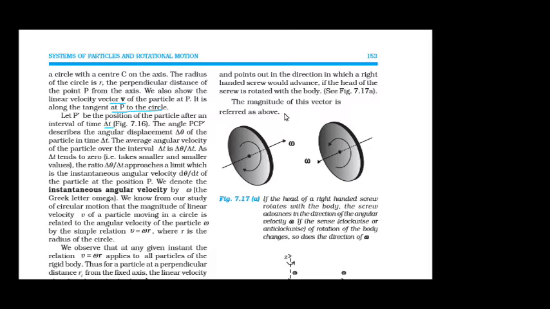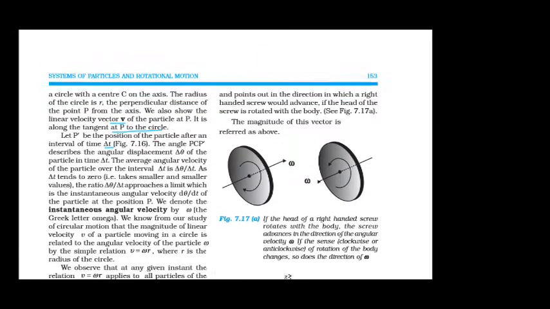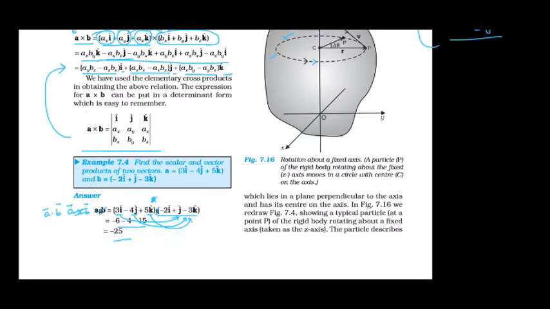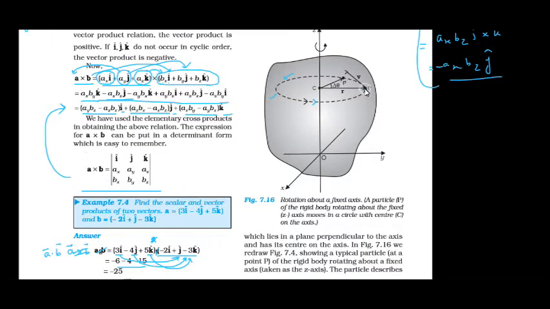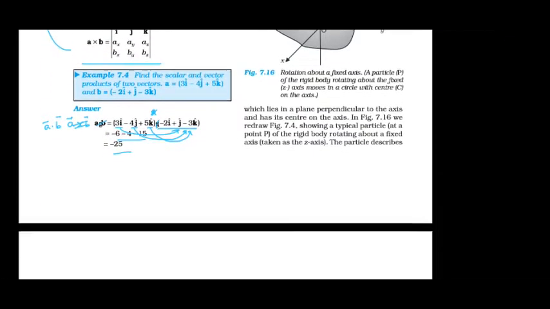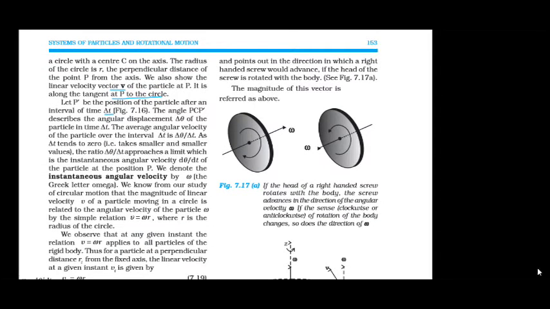Let P dash be the position of the particle after an interval of time delta t. So after time delta t, the object moves from P to P dash, which makes an angle delta theta, and the time taken for this movement is delta t. The angle PCP dash describes the angular displacement, which is delta theta, of the particle in time delta t.